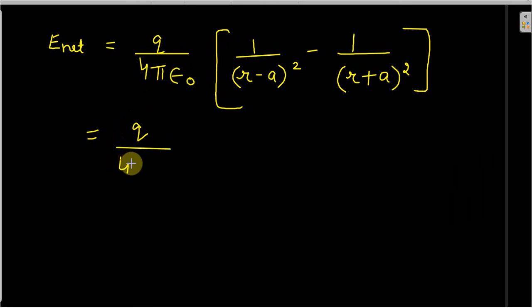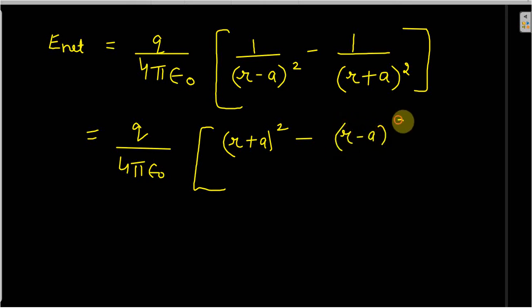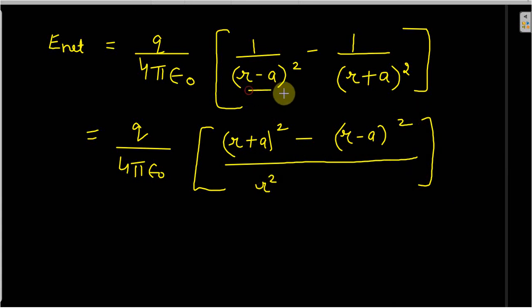Q by 4 pi epsilon naught, (R plus A) whole square, (R minus A) whole square, and here you can take the LCM. Because this is A minus B, I will tell you how I will get this one, R square minus A square, and this one here.